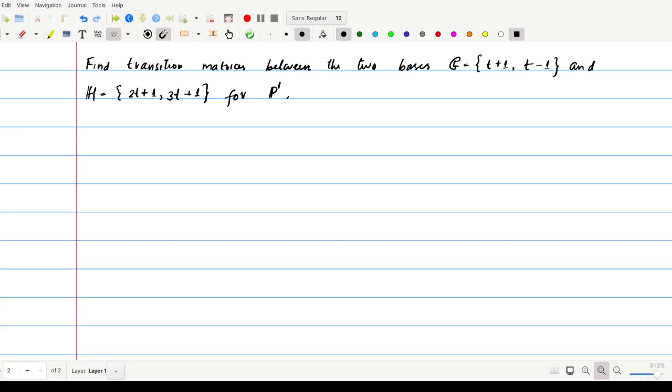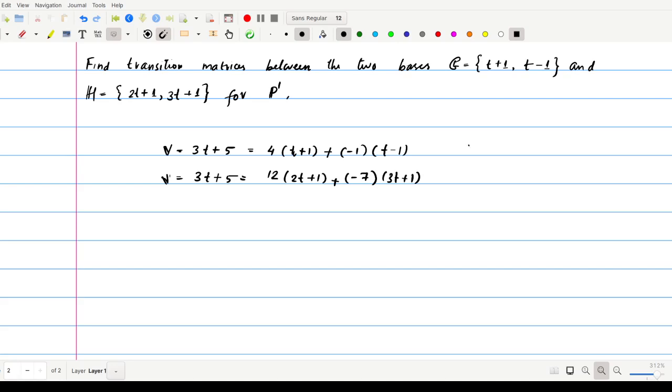Okay, so setting V is equal to 3t plus 5, you write this is equal to 4 times t plus 1 plus minus 1 times t minus 1. When you write this, you get 3t plus 5, and the same 3t plus 5 can be expressed as 12 times 2t plus 1 plus minus 7 times 3t plus 1. Okay. So these are the two different expressions for 3t plus 5 with respect to bases G and H.